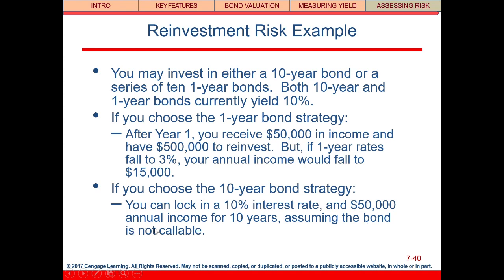$50,000 annual income for the next 10 years, assuming the bond is not callable. If the bond is callable, then the issuing company can call back the bond anytime. Then therefore, you won't be able to lock in this good interest rate. But if the bond is not callable, then you are guaranteeing this $100,000 in the next 10 years.